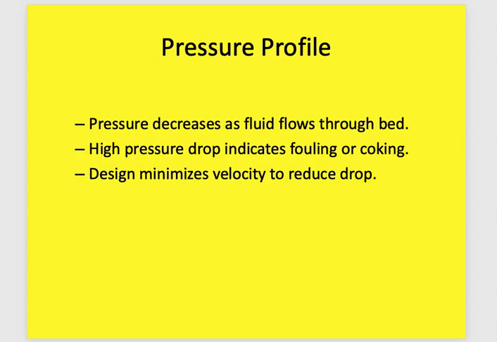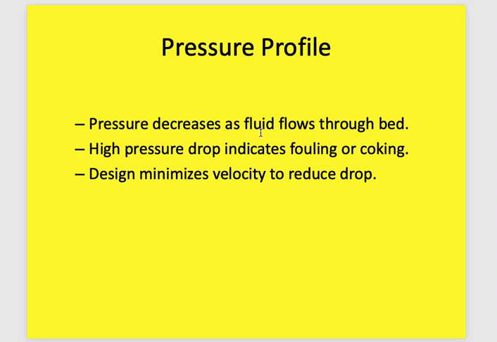Pressure profile, because you have a mechanical design delta P along the reactor, and you have a delta P related to the catalyst bed itself. Here the pressure decreases as the fluid flows through the bed. A higher pressure drop will be indicated, so you will lose some of the driving pressure. This is the meaning of the first statement.